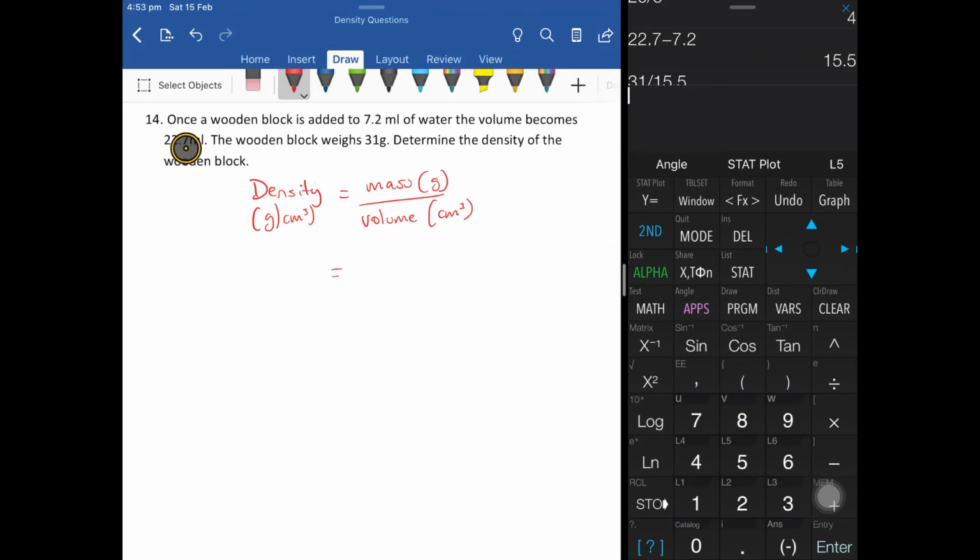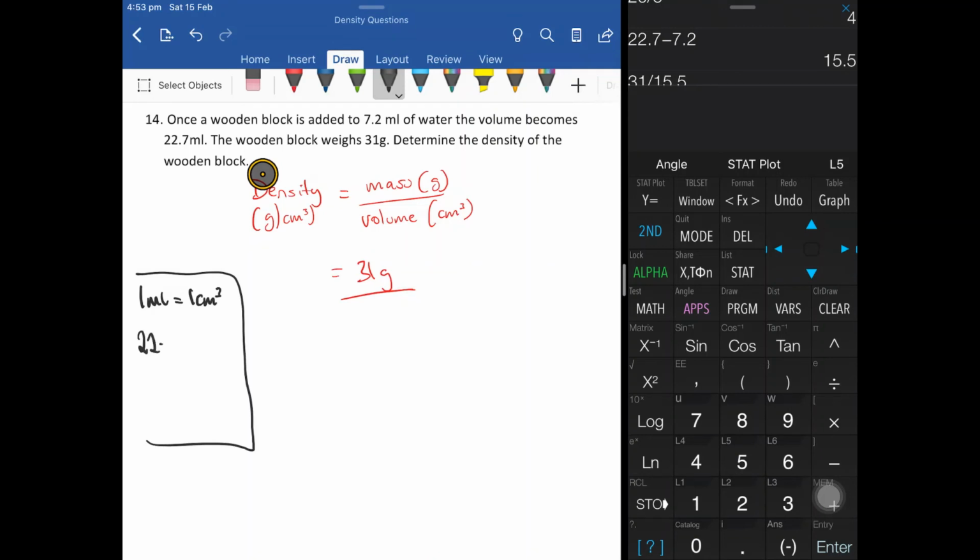Now the mass can be determined by rereading the question. It says here the wooden block weighs 31 grams. So 31 grams. Now what's the volume? Well, we have to think about that in terms of the displacement method. So the volume of the water starts off at 7.2 milliliters and becomes 22.7. So let's do up a little side equation here. I know that for every 1 milliliter of water that's displaced, the volume is equal to 1 centimeter cubed. So 22.7 milliliters minus 7.2 milliliters.